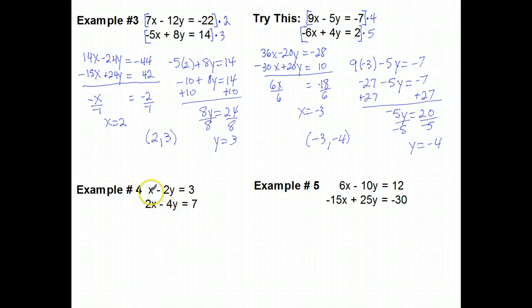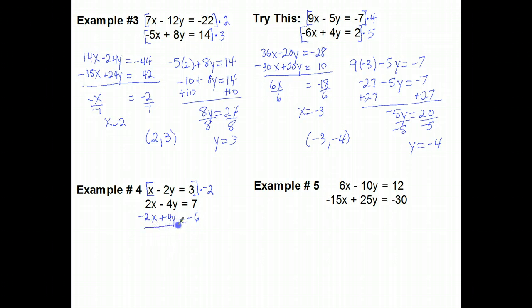And let's try to eliminate something. So we can eliminate the y's. 2 goes into 4 evenly. So let's take this top equation and multiply by, for these to be opposites, this is going to have to be a positive 4 here. So to only get a positive 4, we multiply by a negative 2. Negative 2 times x is negative 2x. Negative 2 times negative 2y is positive 4y. Negative 2 times 3 is negative 6.